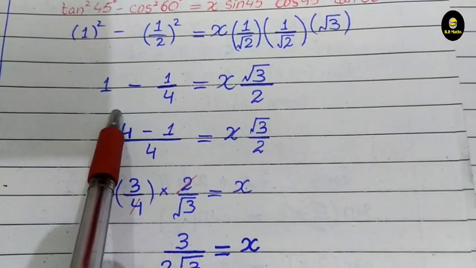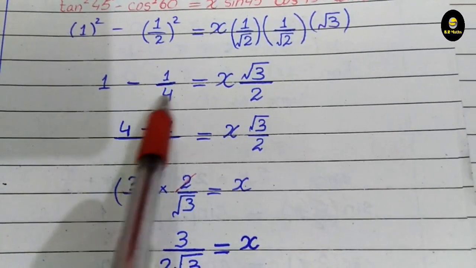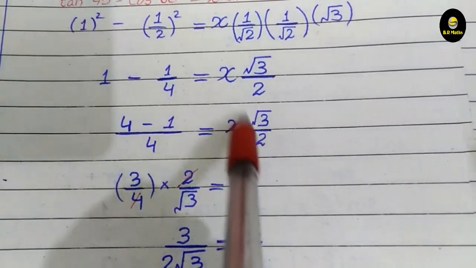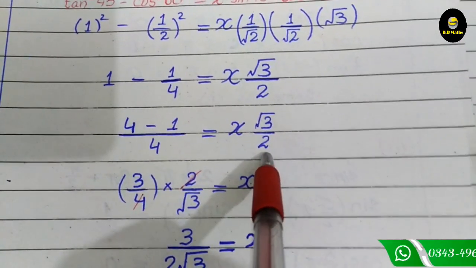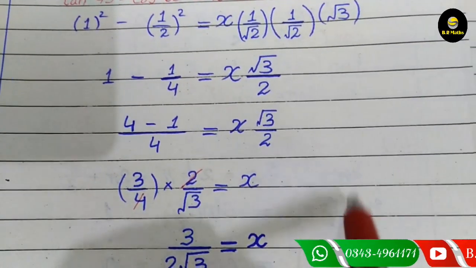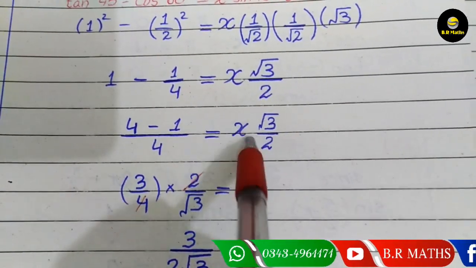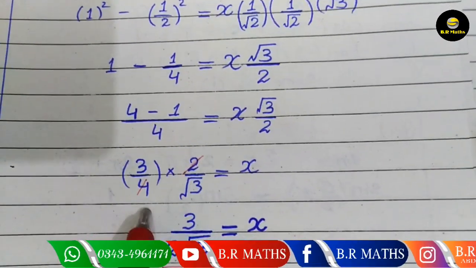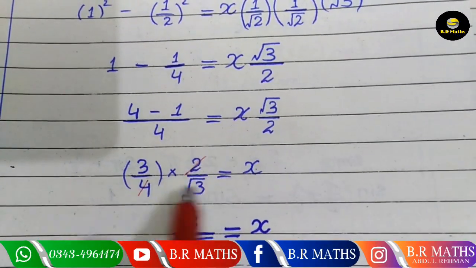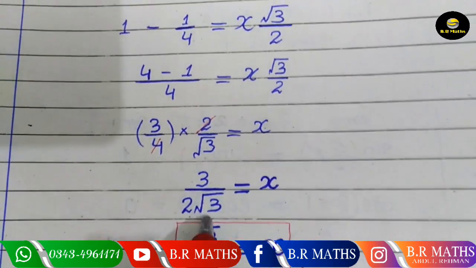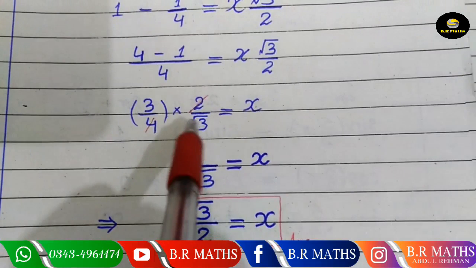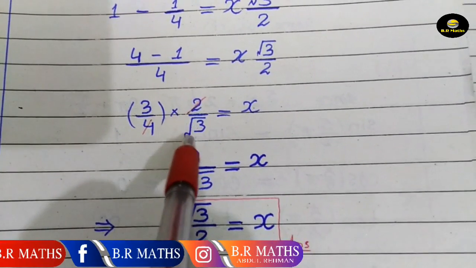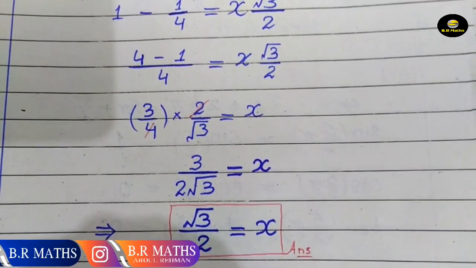So on the left side, take the LCM 4, and 4 ones are 4 minus 1, it becomes 3 over 4. And on the right side, square root 3 over 2. Students, the 2 which divides becomes a multiplier when moved from right to left, and the square root 3, which multiplies, becomes a divisor when moved from right to left. 2 and 4 cancel with each other, and it becomes 3 divided by 2 square root 3. And here, 3 and square root 3, after rationalization, it becomes square root 3 over 2.